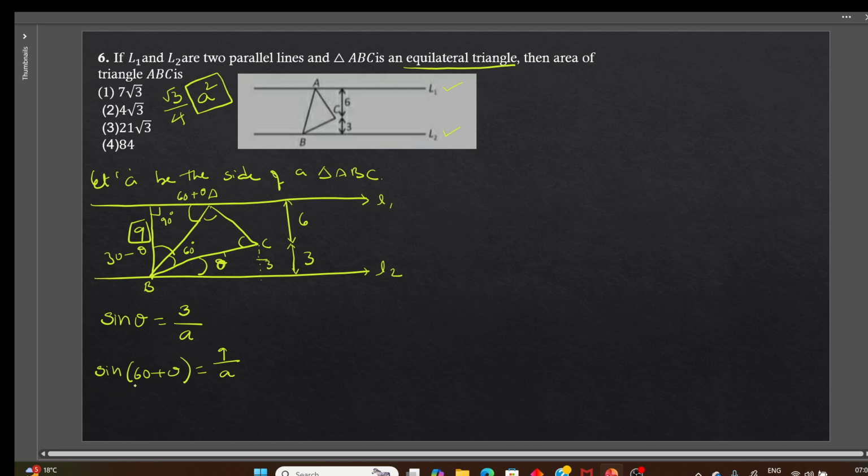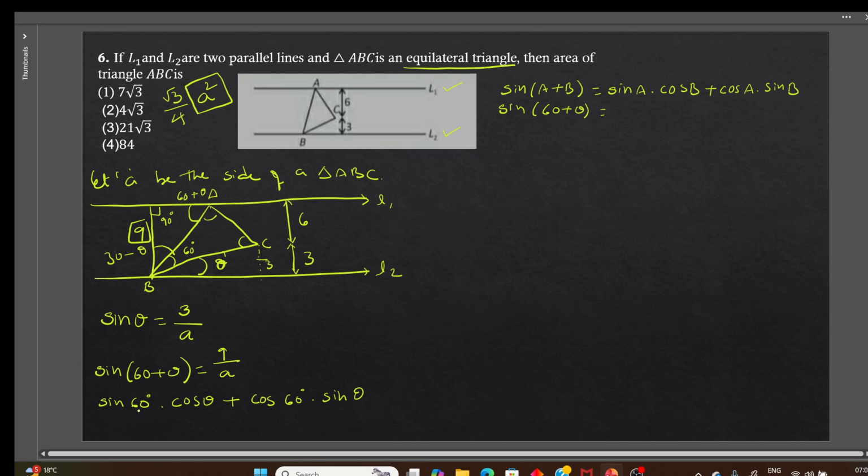Now observe this sine 60 plus theta. It is in the form of sine A plus B. What is the sine A plus B formula? Sine A into cos B plus cos A into sine B. So sine 60 plus theta means sine 60 degrees into cos theta plus cos 60 degrees into sine theta.